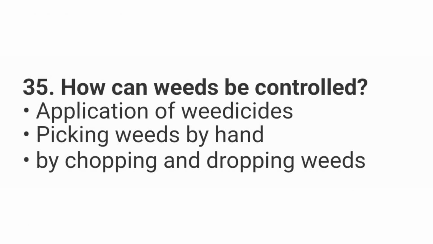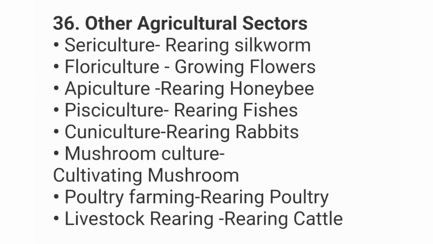Question number 35. How can weeds be controlled? Answer. Application of weedicides. Picking weeds by hand. By chopping and dropping weeds. Question number 36. Other agricultural sectors. Sericulture, rearing silkworm. Floriculture, growing flowers. Apiculture, rearing honeybee. Pisciculture, rearing fishes. Cuniculture, rearing rabbits. Mushroom culture, cultivating mushroom. Poultry farming, rearing poultry. Livestock rearing, cattle.